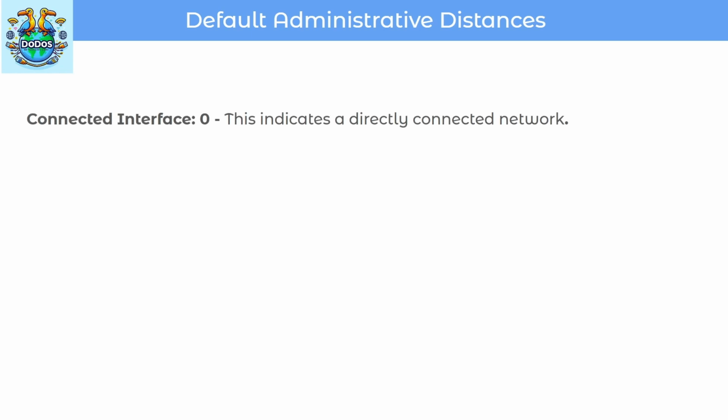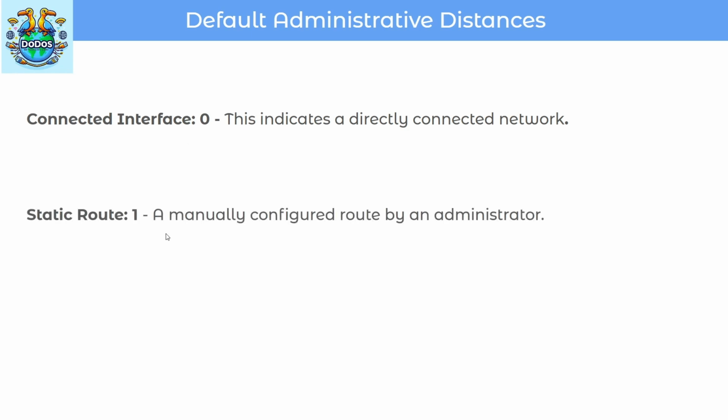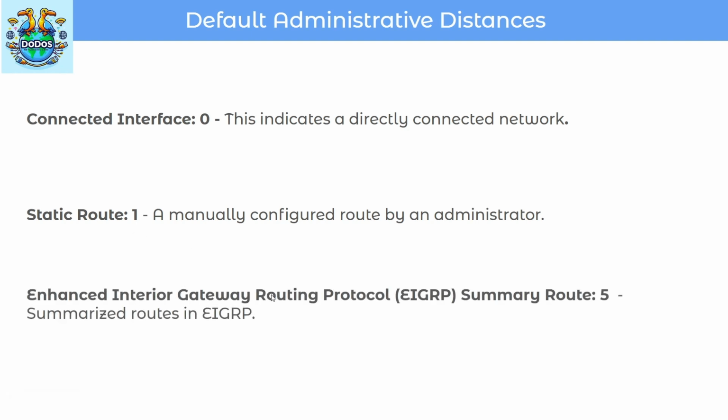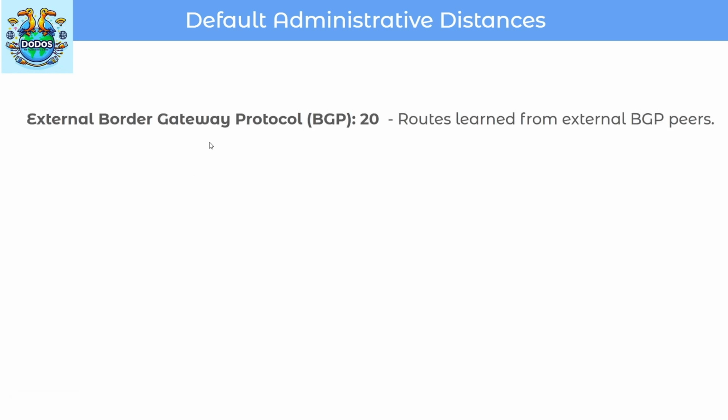So let's just go over all of the common ones you'd see, right? There's a connected interface, which is a directly connected network, and it's an administrative distance of 0, which is the lowest. Then there's a static route, which is a manually configured route by an administrator, which is an administrative distance of 1. There's an enhanced interior gateway routing protocol, or EIGRP, summary route, which is 5, and it's summarized routes in EIGRP. Then there's external border gateway protocol, or BGP, which is an administrative distance of 20, and it's routes learned from external BGP peers.